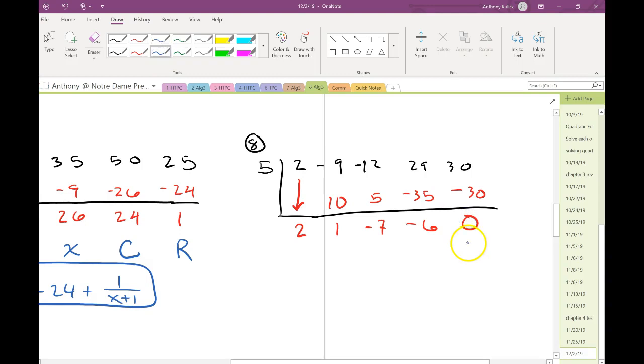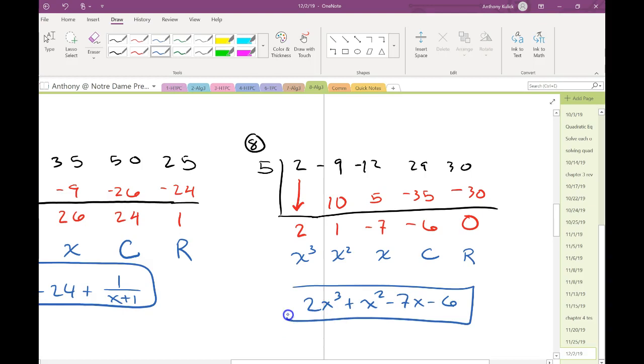And then how do I interpret this? I go from right to left. So remainder, constant term, x coefficient, x squared, x to the third, and we just keep increasing 1 degree as you move to the left. However many you need to go up is however many you go up. It doesn't matter. So our answer then is 2x cubed plus x squared minus 7x minus 6. And because the remainder is 0, I don't have to do anything else with that, right?